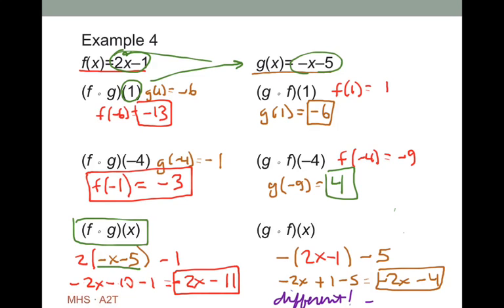Okay, notice that the two functions we just found are different. We talked about how in composition order matters, so it's not commutative. F of g of x is very different than g of f of x.